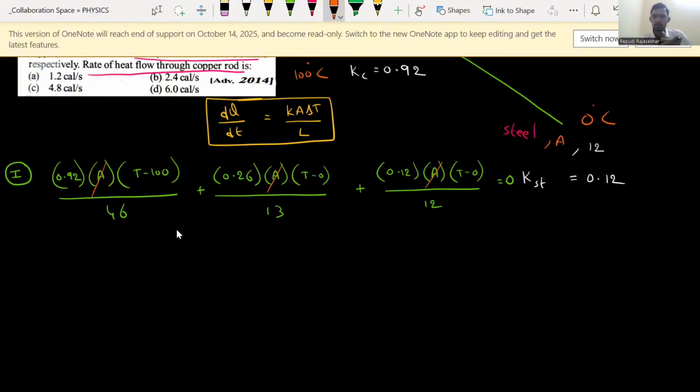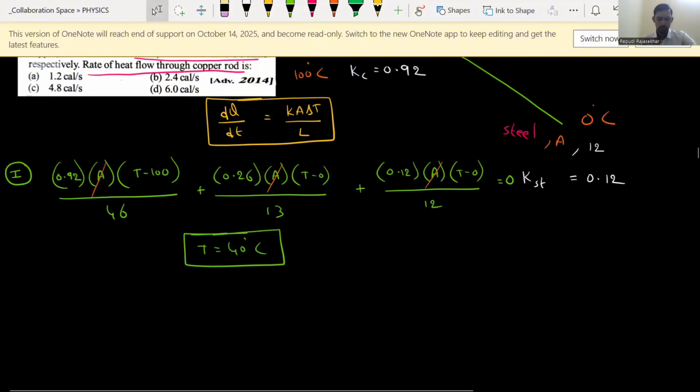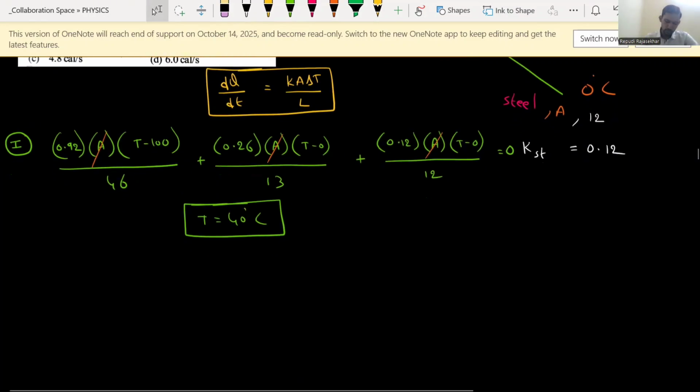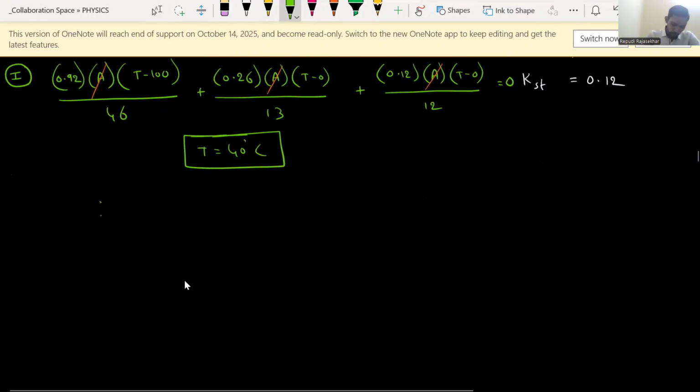First one is T minus 100 because the copper one end is given as 100. So simplify everything. So finally we will get T equals 40 degree centigrade. Here, the T value will be 40 degree centigrade. Now you substitute this value in the rate of flow of heat for copper because in the question they are asking what is the rate of flow of heat in the copper wire.